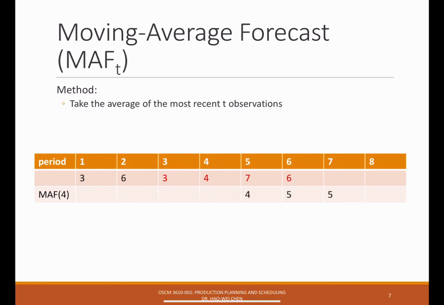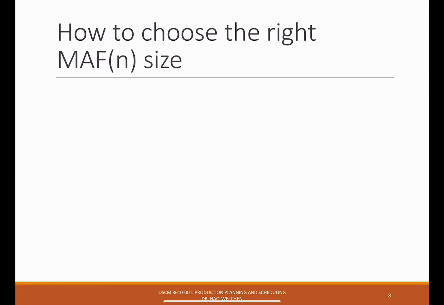And this is another example. If we want to do a prediction for period number 7, it will be 3 plus 4 plus 7 plus 6 divided by 4. Okay? So how can we decide what will be the right observation size?